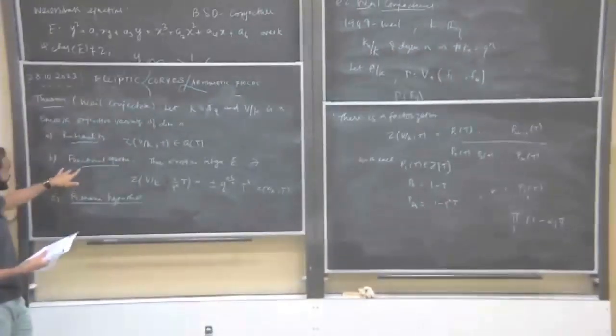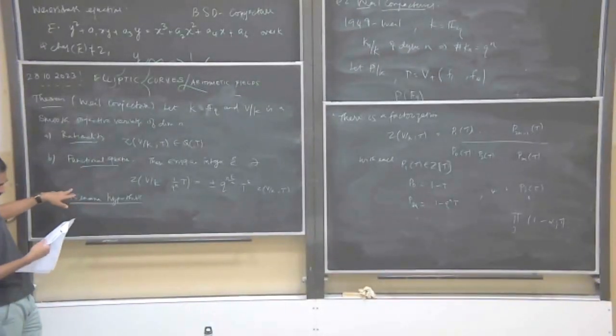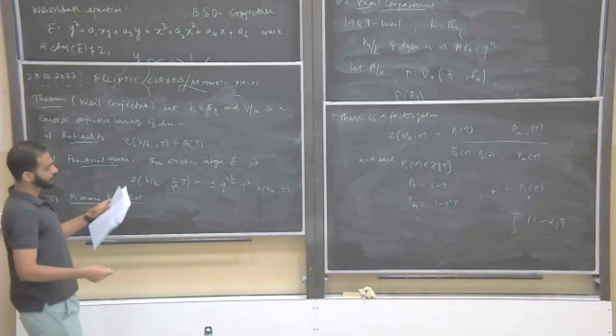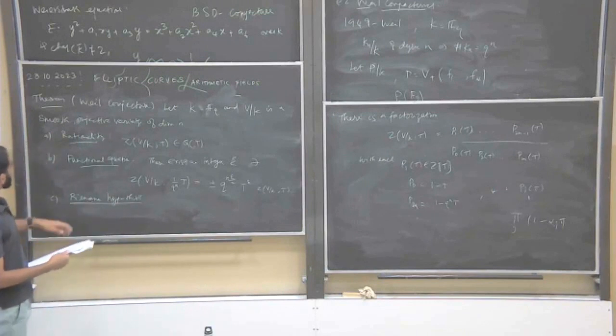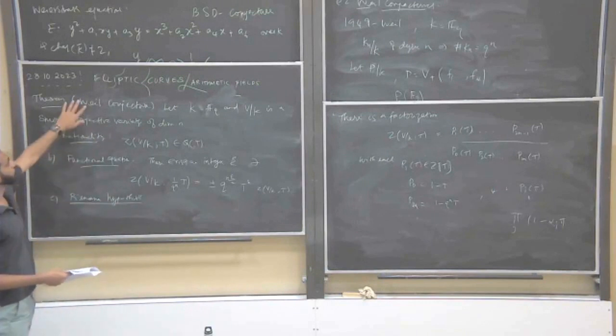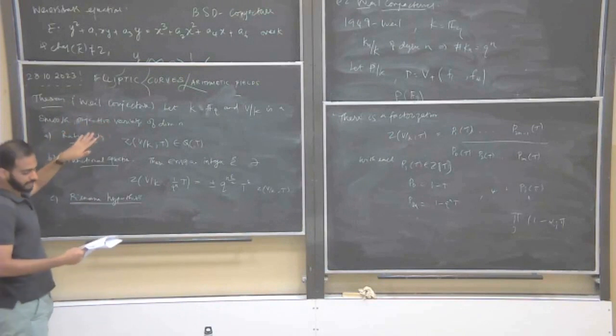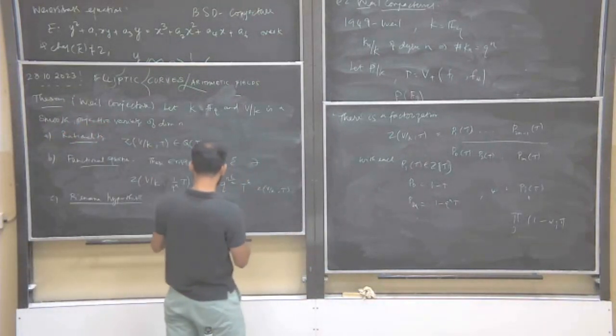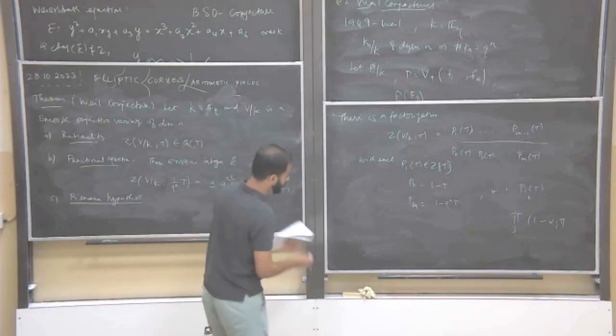For example, Dwork in 1960 proved the rationality using p-adic functional analysis. And Artin, Grothendieck used the l-adic cohomology to prove it. They basically gave an alternative, equivalent proof of what Weil gave, using l-adic cohomology theory.